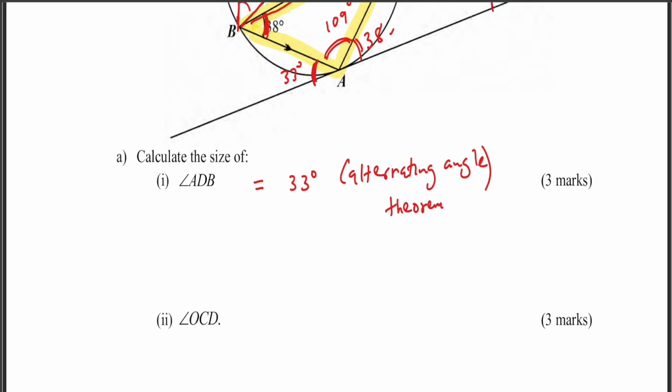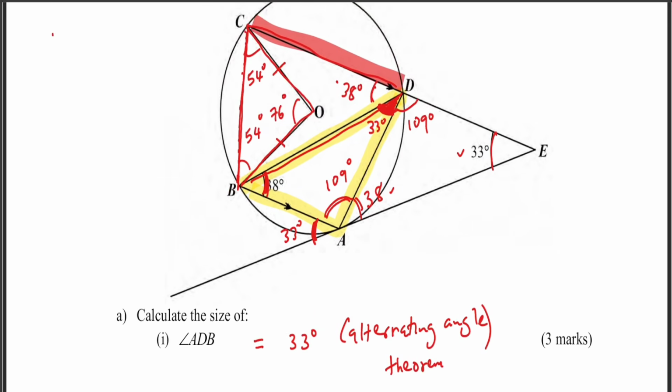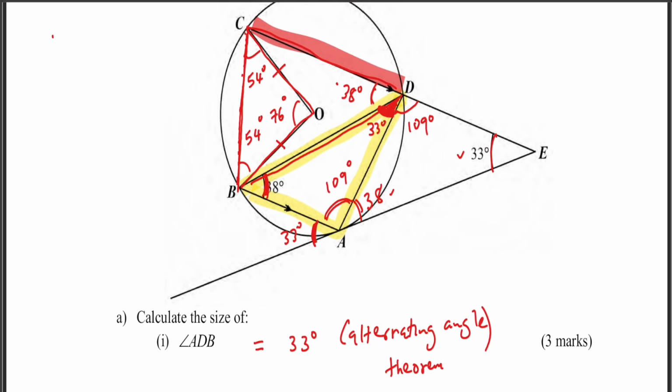Okay, for angle OCD, it is basically this one again. This is OCD, so the angle which is here. So how much is the angle? Basically we know that this angle which is here and this angle which is here are called opposite angles. Then opposite angles in a cyclic quadrilateral add up to 180.